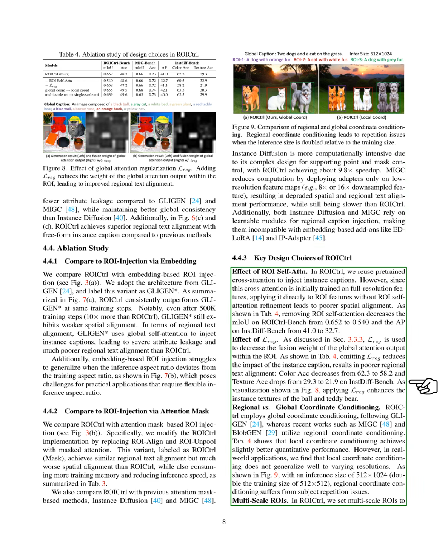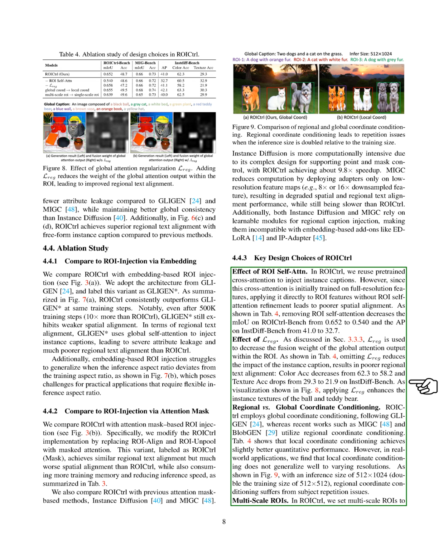Next, we examine the role of the regularization term, L_reg. This term helps reduce the influence of global attention within the ROI. Omitting it leads to poorer regional text alignment, as shown by declines in accuracy metrics. Our visualizations indicate that applying L_reg improves the textures of certain objects.